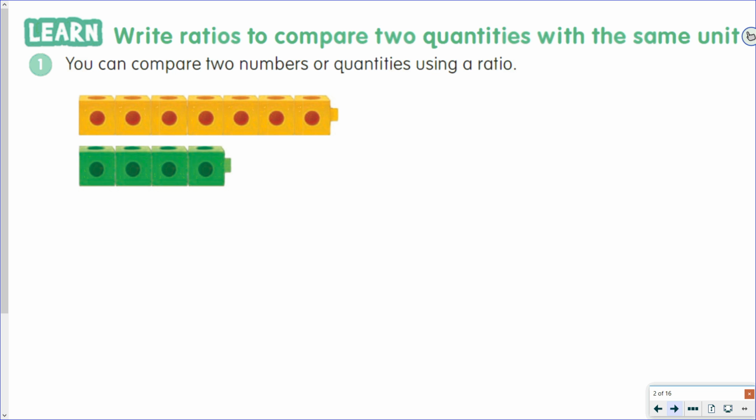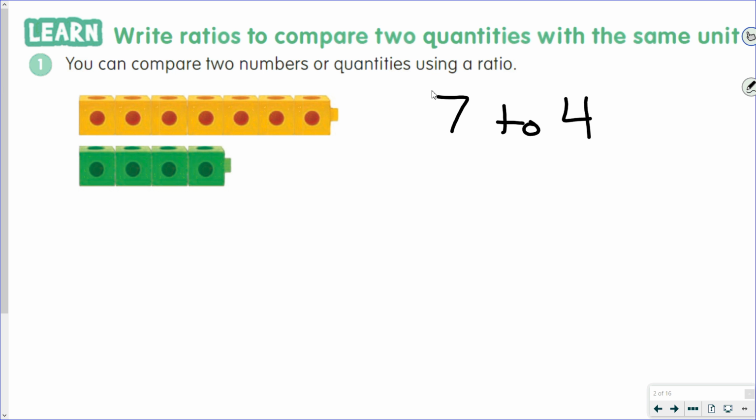So here we have two sets of blocks. We have some orange blocks and we have some green blocks, and we want to compare these two quantities using a ratio. If I were to ask you to compare the orange blocks to the green blocks, there are 7 orange blocks being compared to the 4 green blocks. That's one way you can write your ratio, by putting the number of orange blocks first, putting the word "to," and the number of green blocks second.